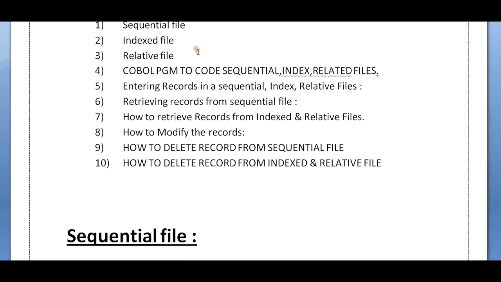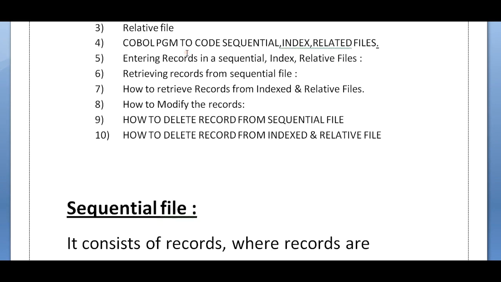The first one will be the sequential file, then what exactly the indexed file and relative file are, and a sample COBOL program to code sequential, indexed and relative files. Then, how we enter records in sequential, indexed and relative files, how we retrieve records from a sequential file, how to retrieve records from indexed and relative files, how we modify the records, how to delete records from a sequential file, and in the same way how to delete records from indexed and relative files.